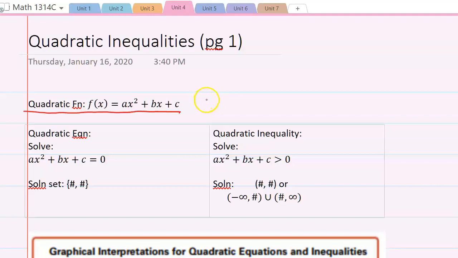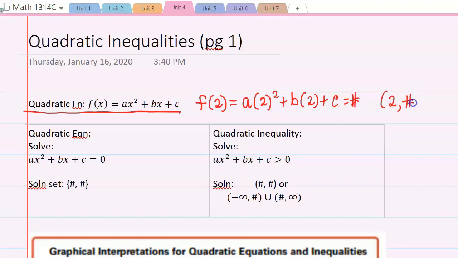For example, we can find f of 2 by letting x equal to 2 and substituting it into the quadratic function, so that f of 2 is equal to a, in parentheses 2 squared, plus b, in parentheses 2, plus c, which would give us some y value, and the point would be parentheses 2 comma some y value. This point will be on the parabola, which is the graph of the function.